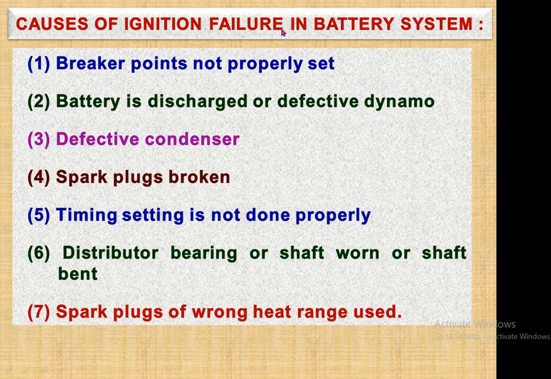Now causes of ignition failure in the battery system. Means how the battery system can fail, the different reasons due to which it fails. First, breaker points not properly set. Means in the battery ignition system, if the breaker points are not set properly, then the ignition system will fail. Battery discharged or defective dynamo. Means if the battery is discharged or the charging dynamo is defective. Defective condenser. If there is some defect in the condenser, then spark plugs broken.